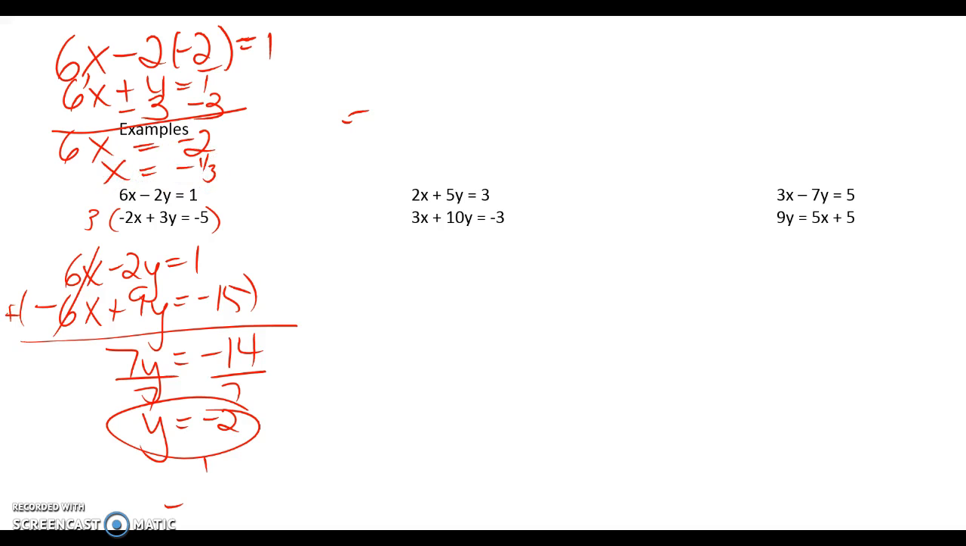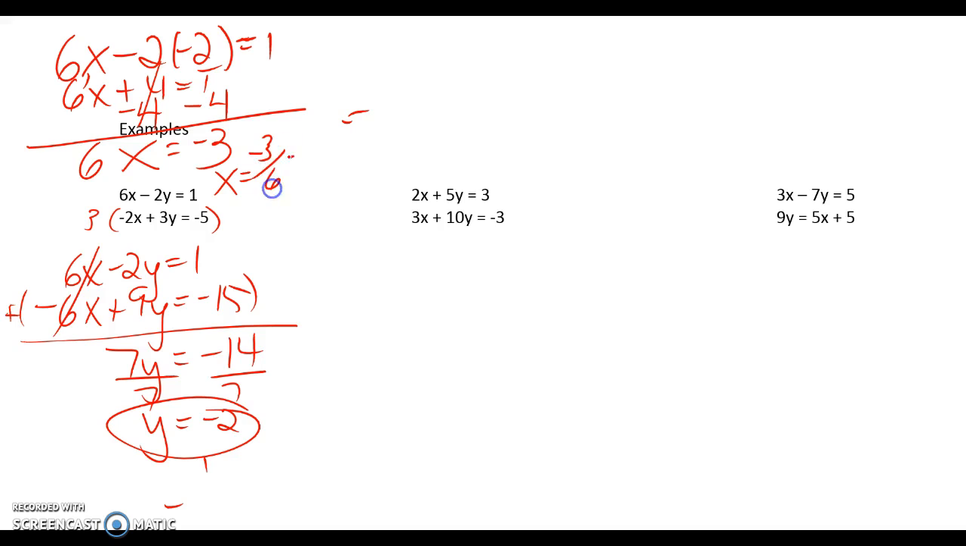Let's see if this works. Let's see if that's right. Oh gosh, guys, I was thinking too far ahead. I will subtract 4. I will subtract 4. 6x equals negative 3. Now x equals negative 3 over 6, which is negative 1/2.